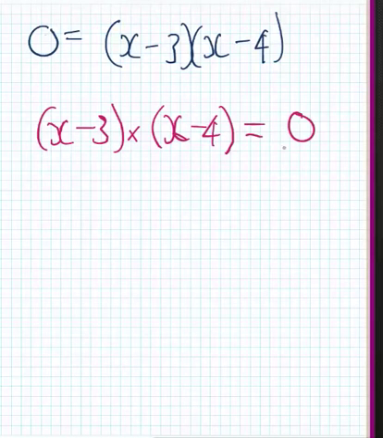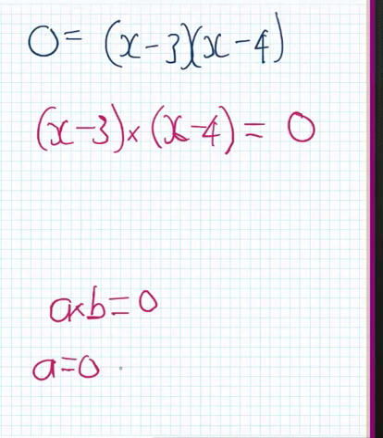Now, the reason why I've emphasized this times is, remember, the null factor law said if we have a times b, or ab, and equals 0, the solutions will be a can equal 0, or b can equal 0. Now, if you have a look, in brackets here we have x minus 3. Remember, even though it looks like two different numbers, if we knew what x was, it would actually be a number.